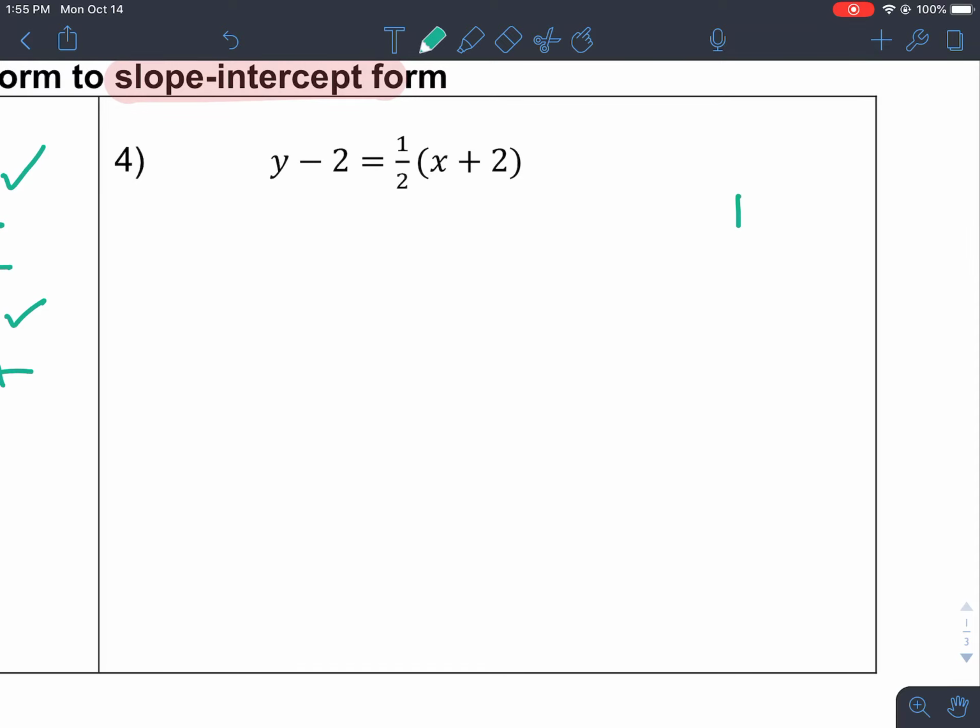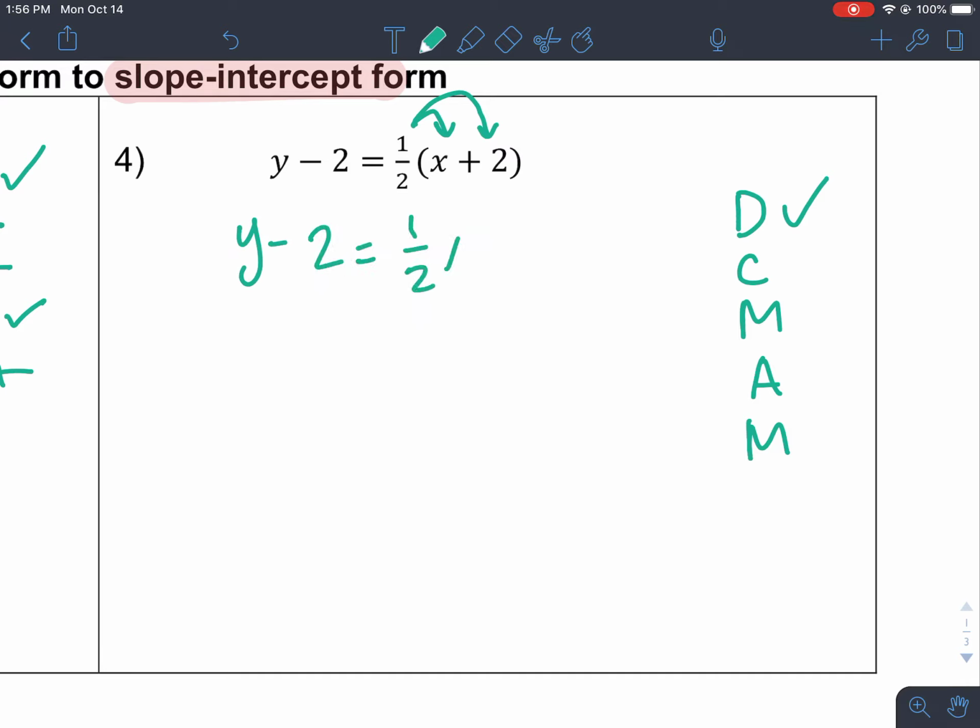Number 4. I'm going to start this one off by distributing. So I'm going to distribute 1/2 to the inside. Remember, when we distribute that, we multiply. So 1/2 x, and then 1/2 times 2. In your calculator, you can type that in. Okay, and I know that 1/2 times 2 is just 1.